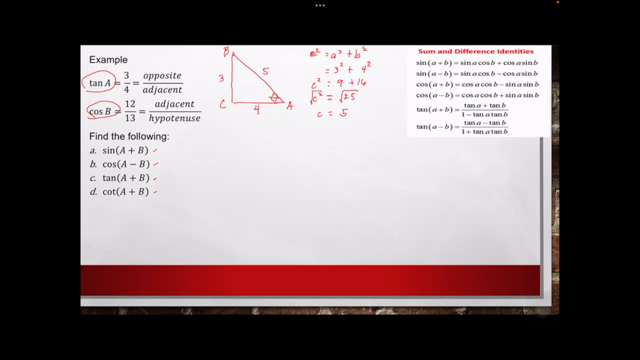Then, kukumpletuhin na natin yung ating reference A. For the reference A, nagkakaroon tayo dito na yung tan natin given na, which is the 3 over 4. What will be the sin A? Ano yung magiging value ng sin A? Micaela, what is sin A?